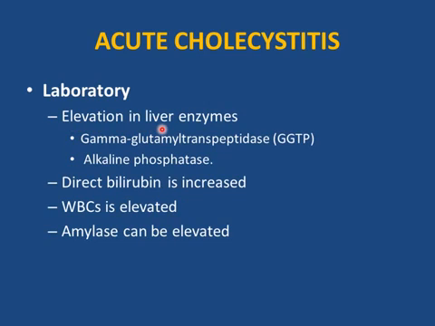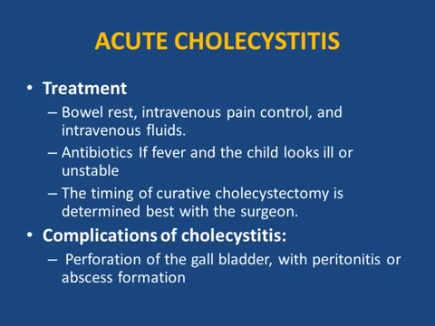Liver enzymes can be elevated in acute cholecystitis. GGT can be elevated, alkaline phosphatase as well. Direct bilirubin, white blood cells, and amylase can also be elevated. Treatment of acute cholecystitis: bowel rest, intravenous pain control, and intravenous fluid. Antibiotics if fever and if the child looks sick or unstable. The timing of curative cholecystectomy is usually best determined with the surgeon. Complications of cholecystitis are perforation of the gallbladder with peritonitis or abscess formation.